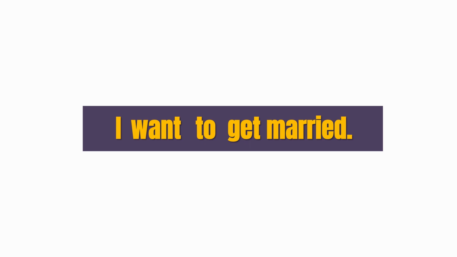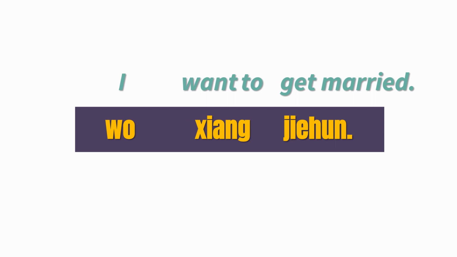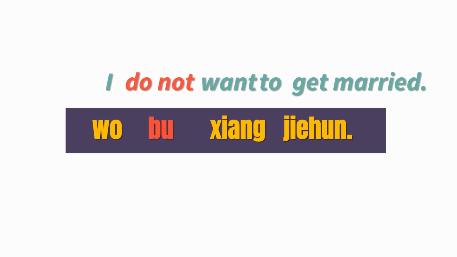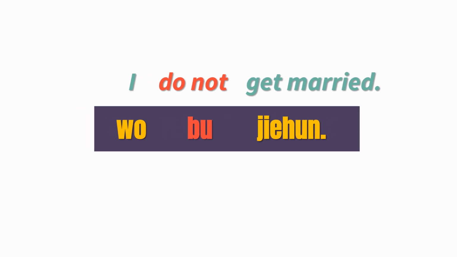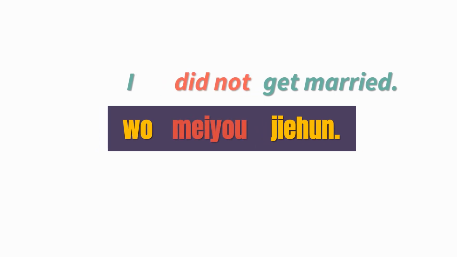Let's say we want to change the sentence, I want to get married. In order to put a not into the sentence in Chinese, you just need to add the not accordingly into it. I don't want to get married. 我不想结婚. Or, if you are determined, you can say 我不结婚. If you just want to say I am not married, it is 我没有结婚.